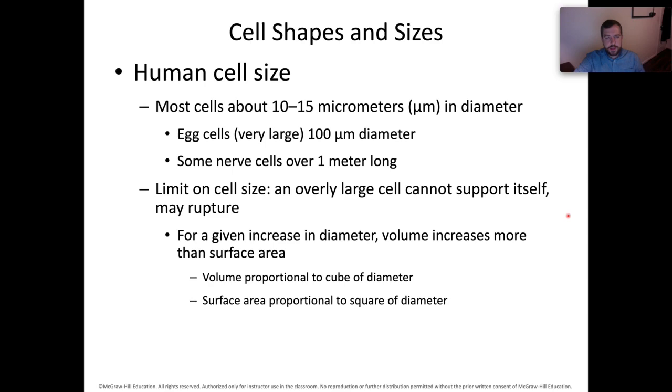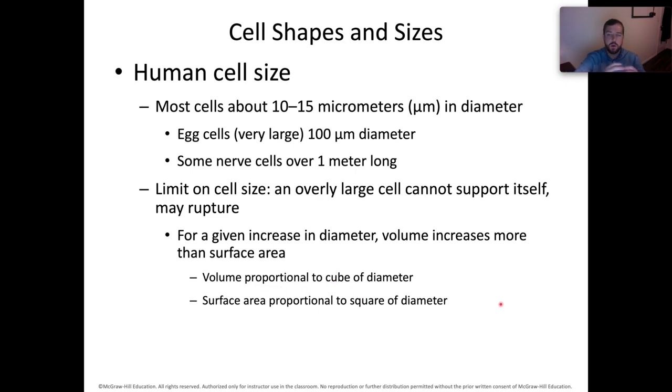So there's a lot of variation in this type. The thing that usually limits cell size is physics, and that's if it's too large to support itself. So it's easier to have two small cells than one large cell. Obviously, if it's too large and it can't support itself, it could rupture. For a given increase in diameter, volume increases more than surface area. So these are just simple mathematics. You don't have to memorize this.